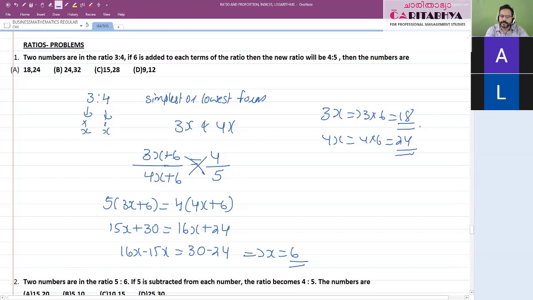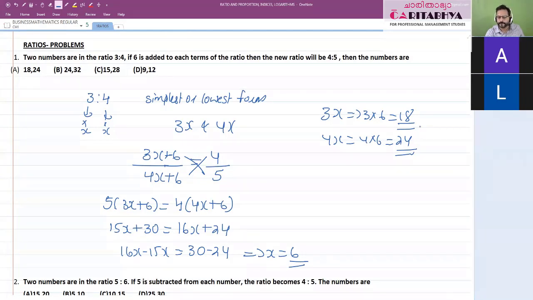Two numbers are in the ratio 3 is to 4. That means the simplest form is 3 is to 4. So we multiply both terms by a non-zero number x. Therefore, the actual numbers are 3x and 4x. Ratio will be 3x divided by 4x. Then what happened next, 6 added to each term of the ratio. So 3x plus 6, 4x plus 6. Our ratio is then 4 by 5. So equate and cross multiply to get the answer.